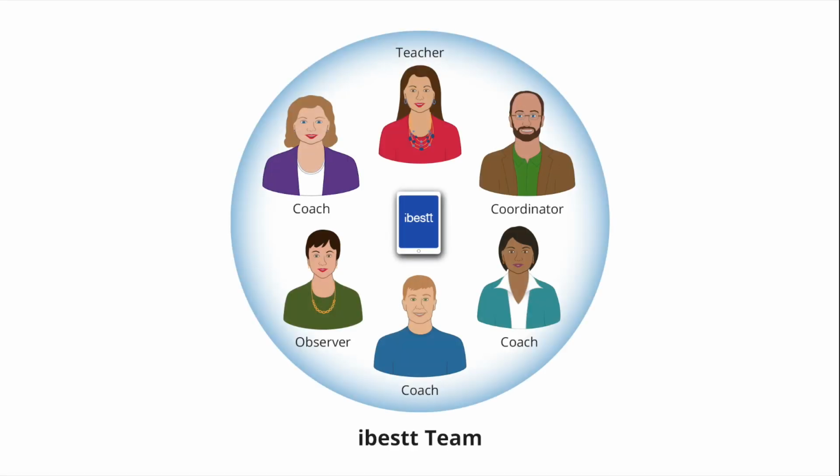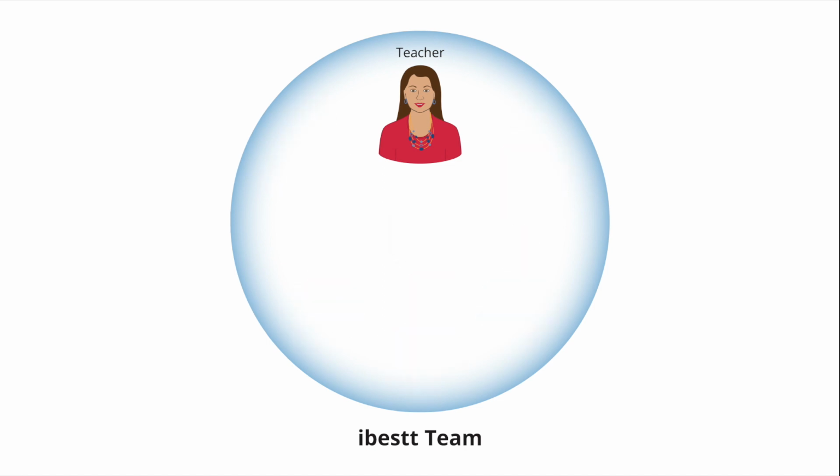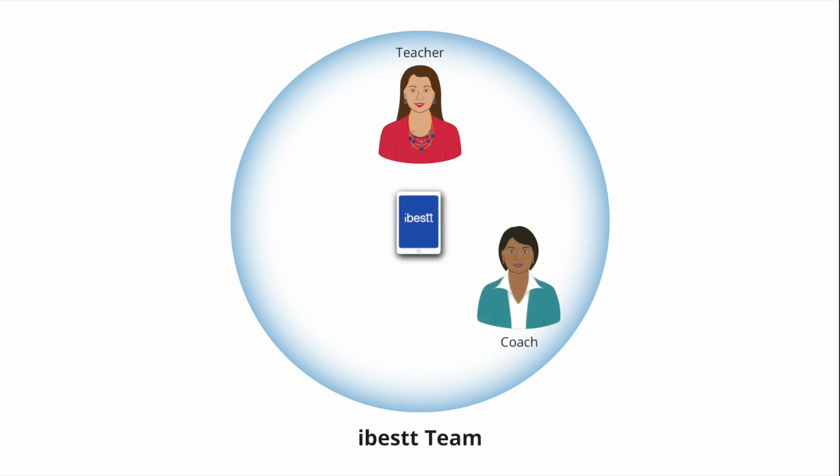Tier 3 supports are most often delivered by a team of school personnel made up of individuals who have different roles. The teacher is the one who starts the process by requesting help. The coach provides support and coaching to the teacher. The coordinator assigns coaches to teachers and facilitates the ibestt process within the school.